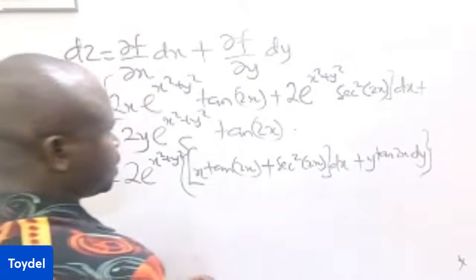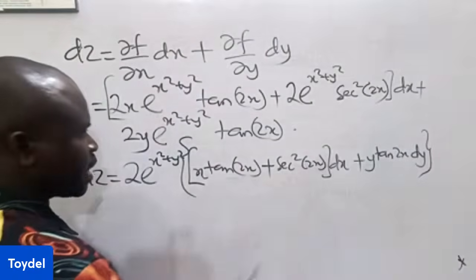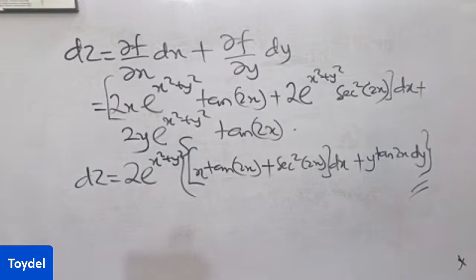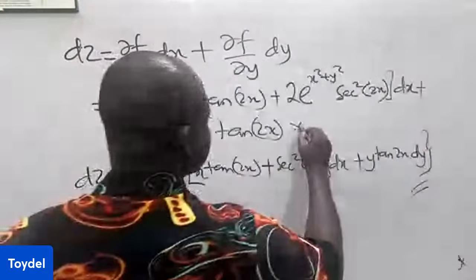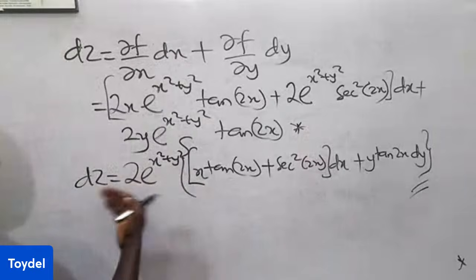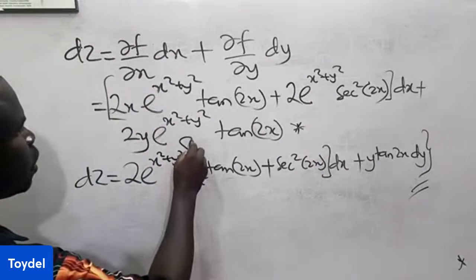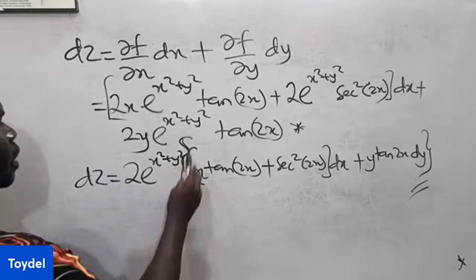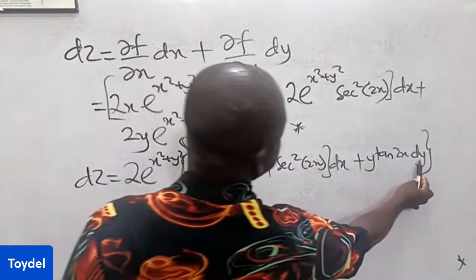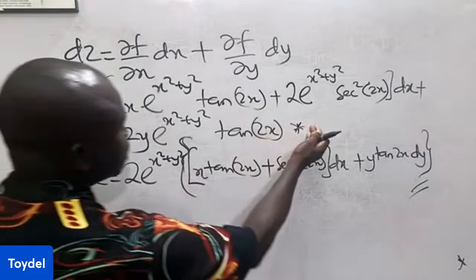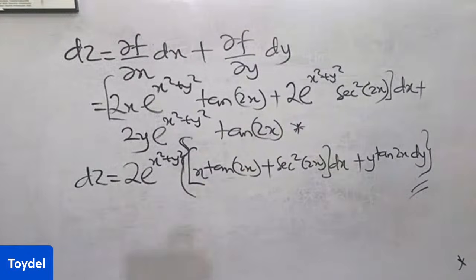So I can write it in this form and stop at this point. If you like, you might stop here, but if you want to bring out something that is common, 2 exponential of x squared plus y squared is common, then use a curly bracket, the bigger bracket. Take care of the one with the x, and the one with the y. It's the same thing. Or if you don't want to stress yourself, you can just stop at this point. It's still the same answer.